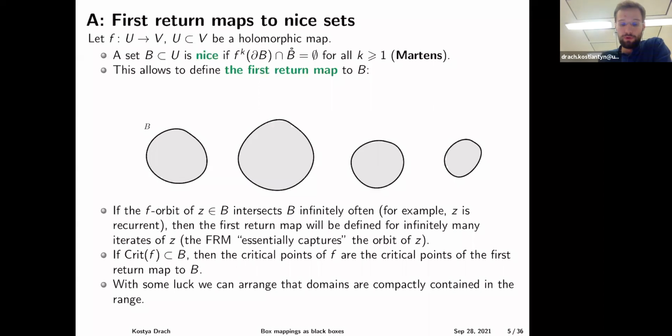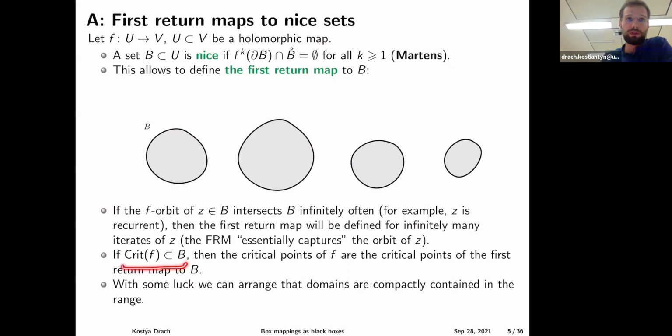And notice that if some f orbit of a point Z intersects B infinitely often, for example, the point Z is recurrent, then the first return map will be defined for infinitely many iterates of Z. And with that respect, this first return map essentially sees the whole orbit. So we skip some steps in the orbit of Z, but in principle, we understand the long-term behavior of this point Z. And therefore, this is a very useful concept for how to analyze orbits of our dynamical system.